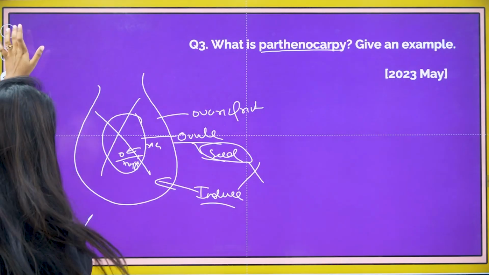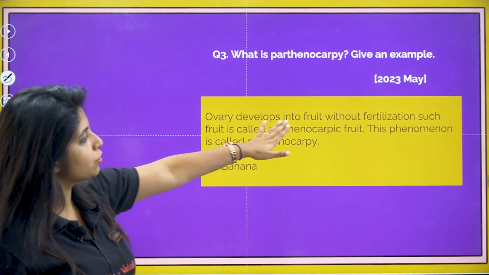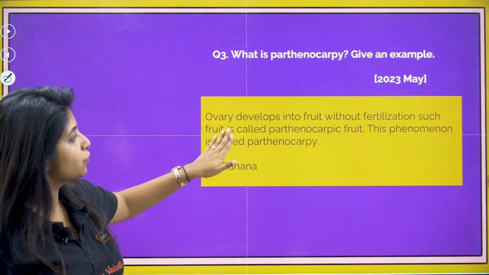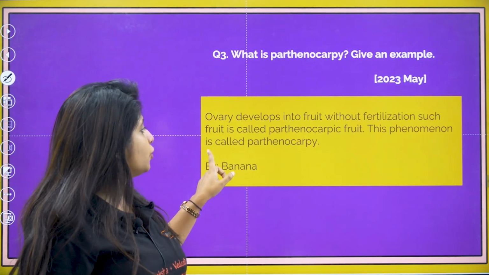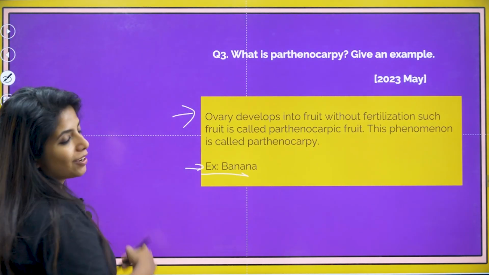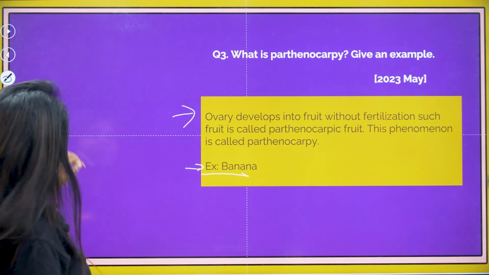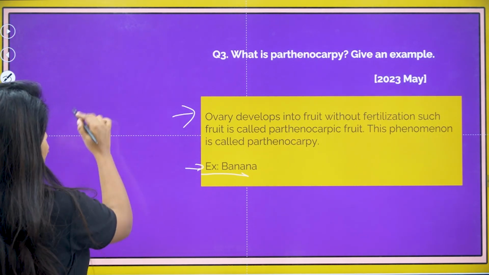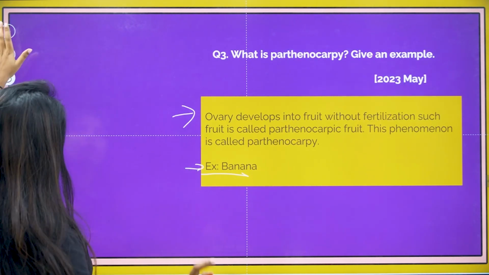Okay? Chalo. So the ovary develops into fruit without fertilization. Such fruit is known as parthenocarpic fruit. This phenomenon is known as Parthenocarpy. Second point will be the example. This is how you get your 2 marks. Okay? Fine. If at all you want to show with the diagram, you can show with the diagram also if at all you have time.